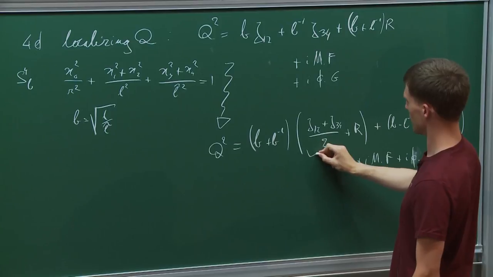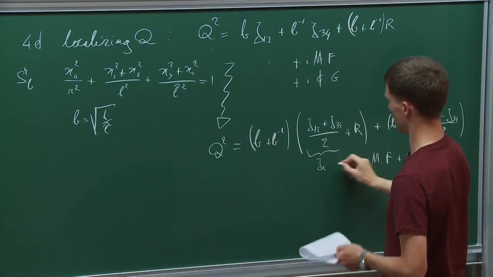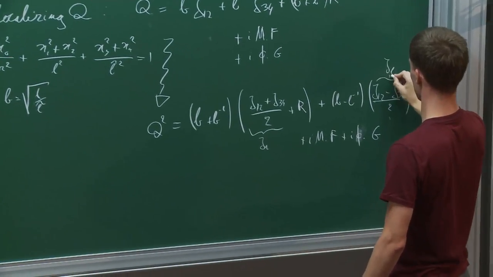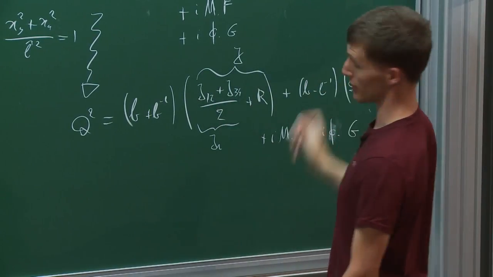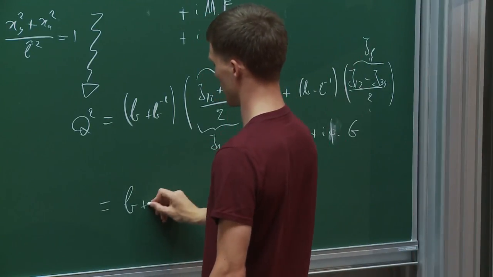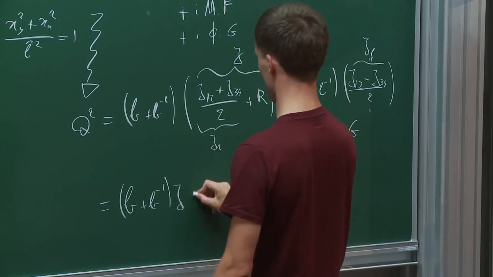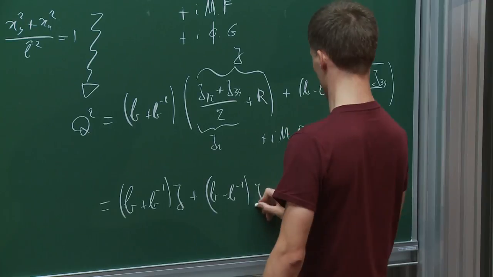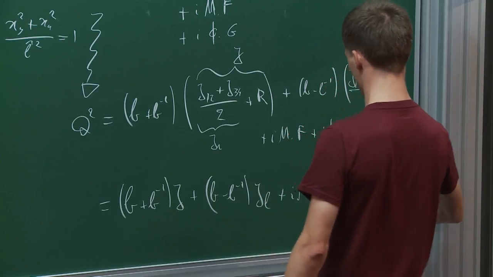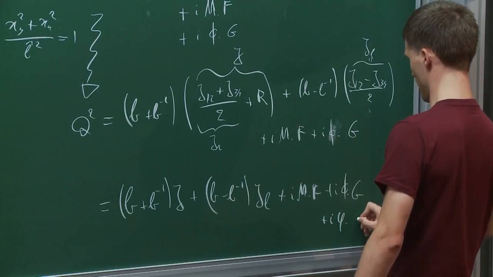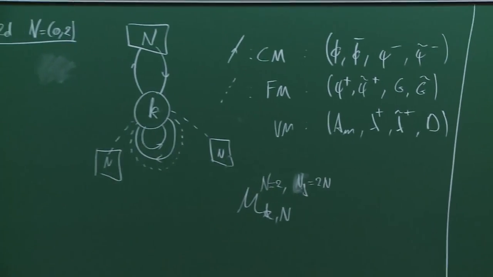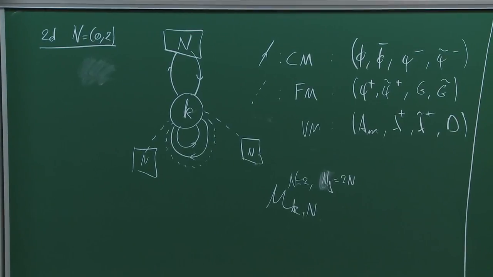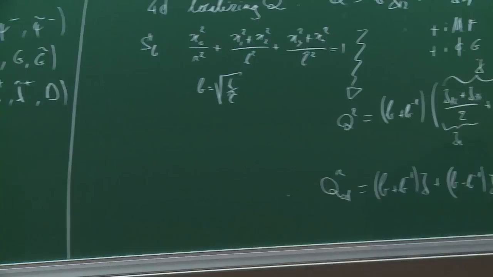But now it's conventionally called J_R, and this thing is called J_L. It doesn't matter what they are really, they're all just names. So at the end of the day, on this world volume theory, I have a supercharge that acts like so, where now I also added an extra term which corresponds to gauge transformations with respect to this guy. So there is a Q in this theory which squares to this thing.